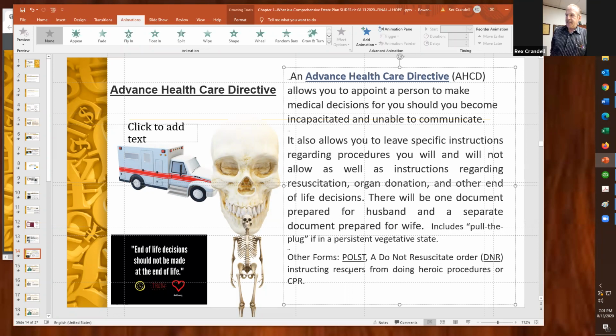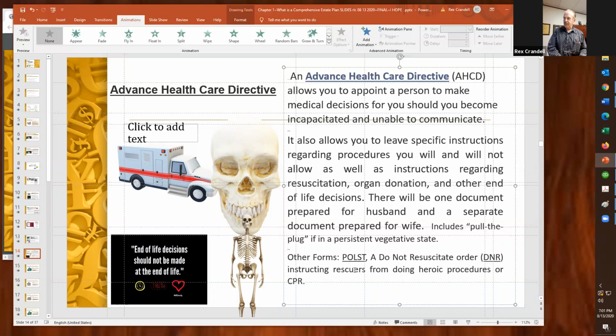Another document you might consider in this regard, it's not an advanced healthcare directive, but it's called a POLST. And it's a do not resuscitate order that says you don't really want CPR or other heroic efforts to be done on you if you are in need. You want to die naturally or whatever the circumstances.